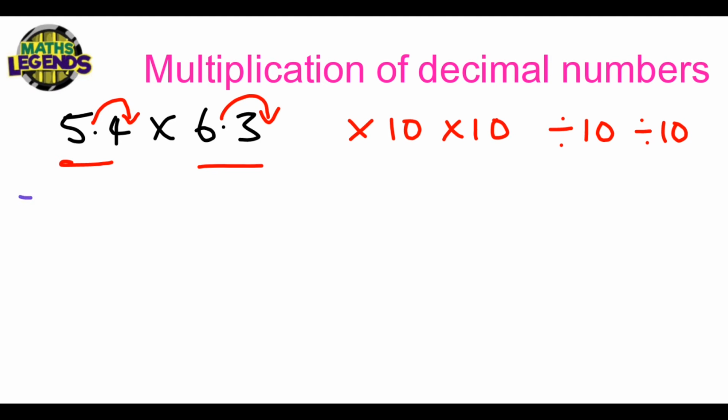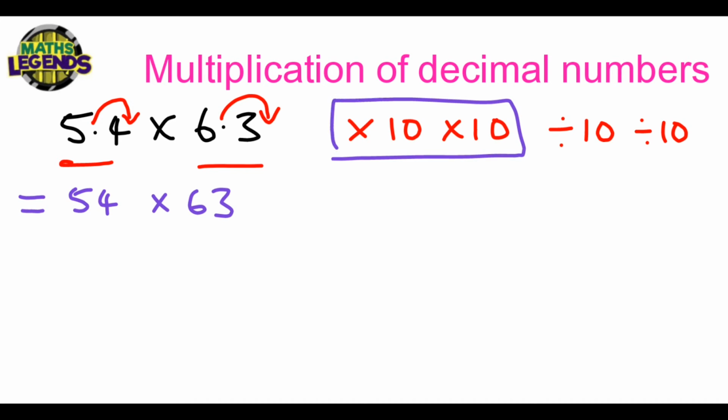So we can write the next line as 54, because we moved the decimal point, times 63. And we don't write this bit out again, because we just use that to make these two numbers a whole number. So next to it, we place divide 10 and a divide 10. Now notice in this case, I put divide 10 and divide 10, but this simplifies to divide 100, because 10 times 10 is 100.